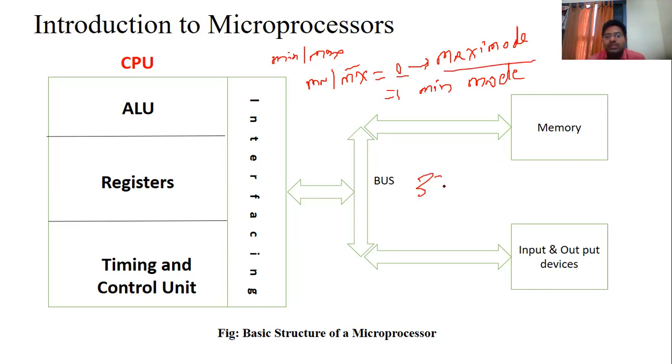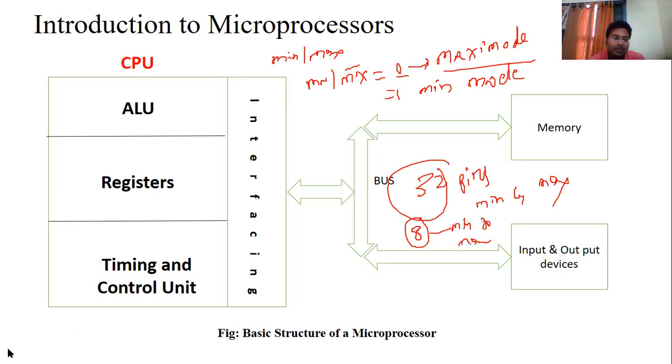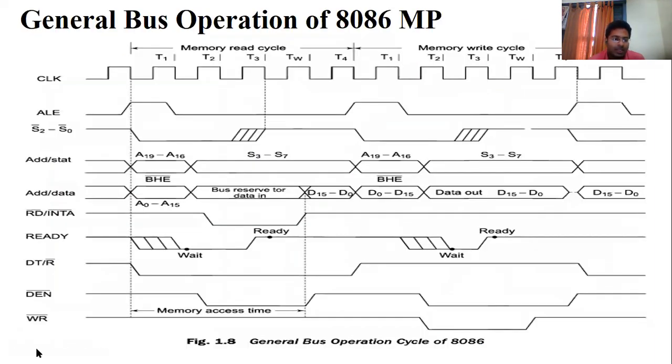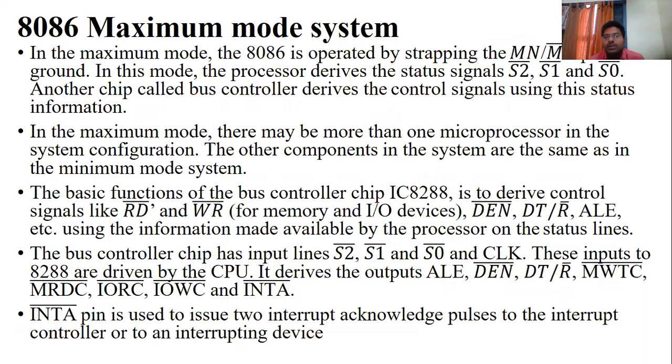You know that 32 pins are common for both minimum and maximum mode. Only 8 pins are different between minimum and maximum. Now see this general bus operation. You have already seen this. For performing this operation, MN/MX bar is put to ground, that is 0. This maximum mode operation you can also call a multi-processor mode. Minimum mode operation you can call a single processor mode.